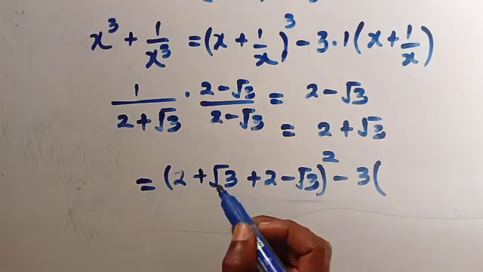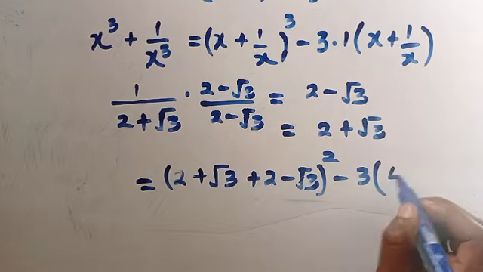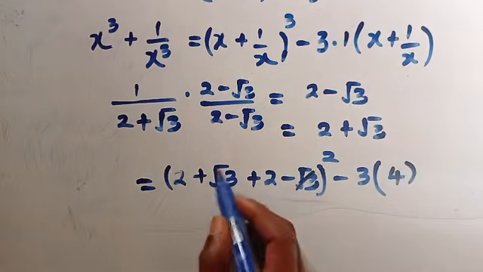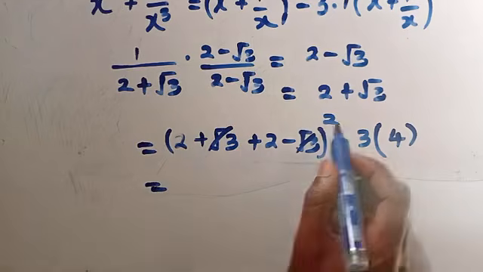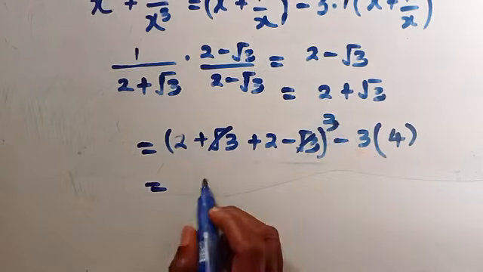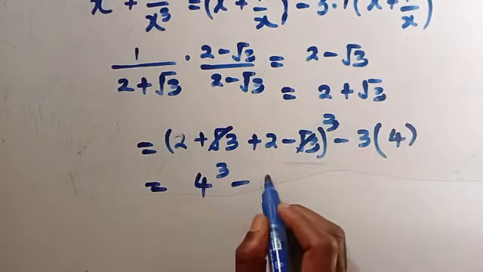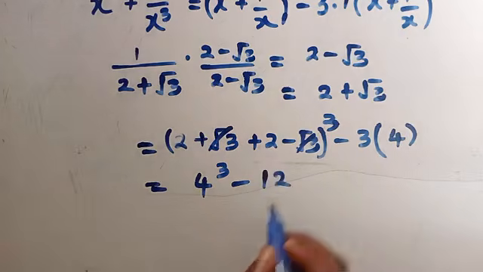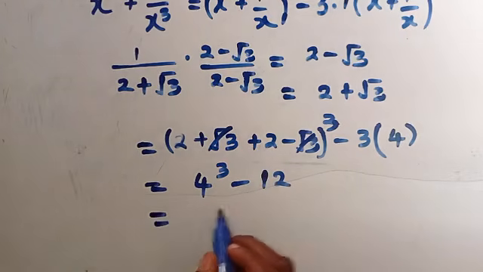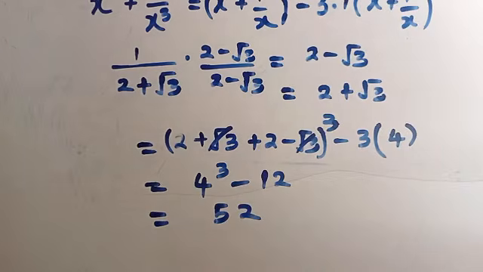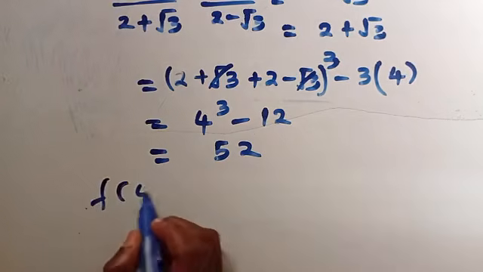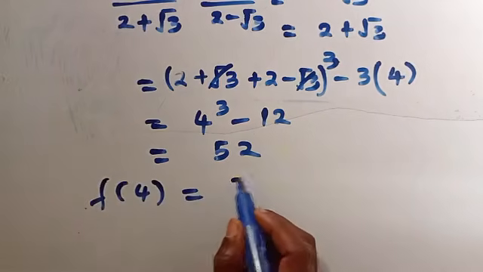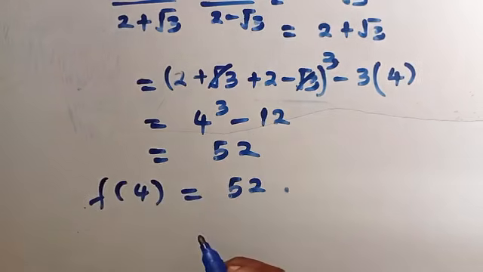Root 3 cancels root 3, and we have 2 plus 2. That gives us 4. This also cancels here, and we are going to have 2 plus 2. That is 4. And here is 4 raised to power of 3, minus 3 times 4. That gives us 12. And the whole of this gives us 52. So this is the result of f of 4. Our f of 4 here gives us 52.